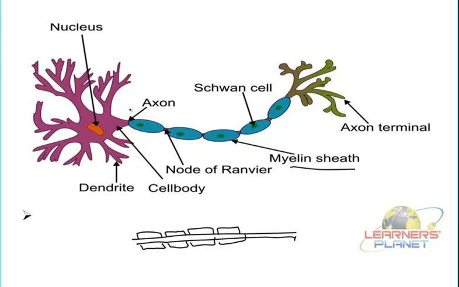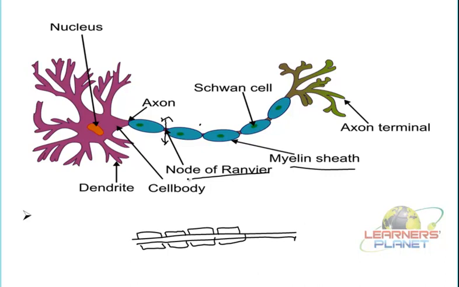So this is how you can see even in the diagram. These oval shaped structures which are shown here, they are protected by the myelin sheath. Now this myelin sheath has gaps in between, and these gaps are known as the node of Ranvier, or simply the Ranvier's node. These nodes are actually named after a scientist.